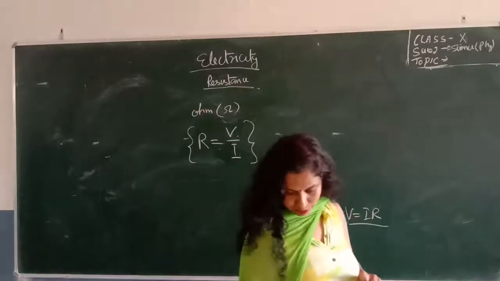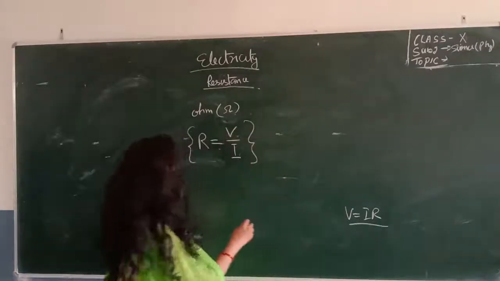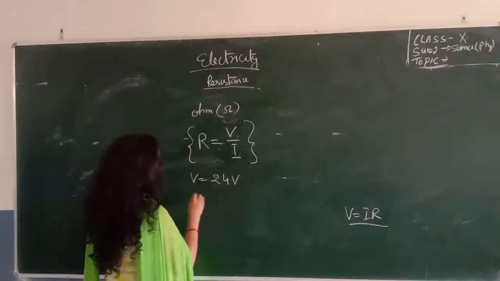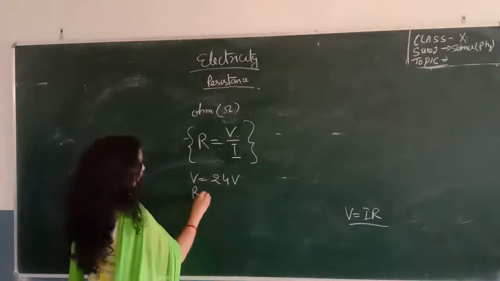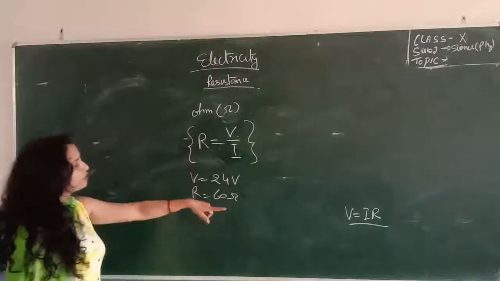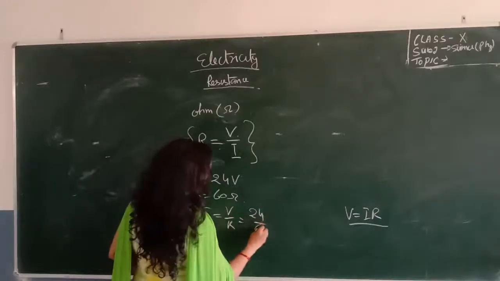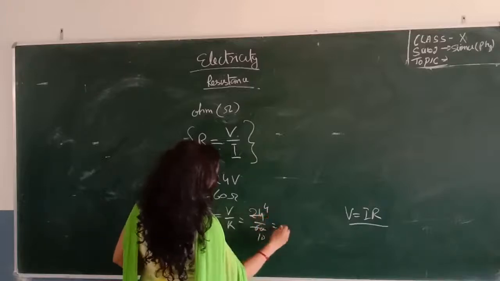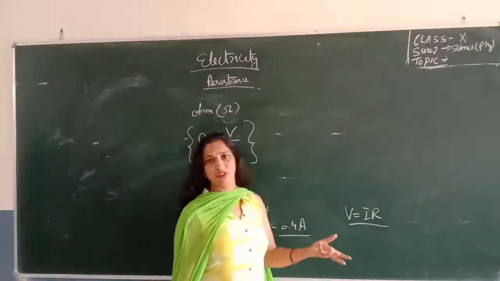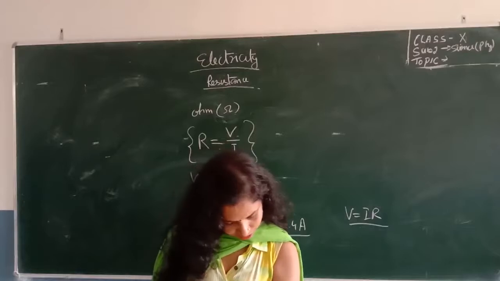So let's take an example of resistance. A simple circuit has a 24 volt battery and has resistance 60 ohm. So the potential difference is how much? 24 volt, and the resistance is 60 ohm. Here we have to find the value of current in the circuit. By using the formula V is equal to I into R, we can find I is equal to V upon R, which is 24 upon 60, that is 0.4 ampere. So this is the value of current. With this simple formula we can find any one of R, V or I if we know the other two values.